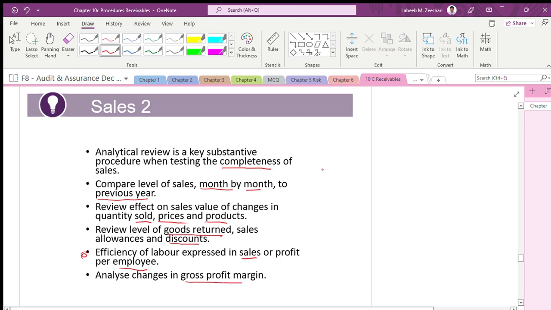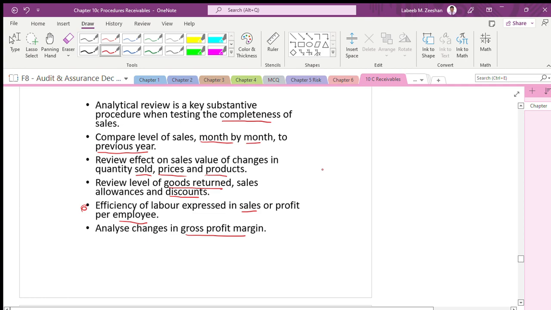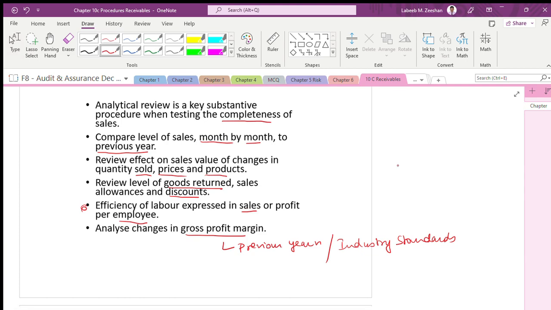Analyze changes in the gross profit this year. See what we have to do. Make sure you compare with the previous year. You have to write this. You should not calculate, you have to write this. Compare the current year with the previous year, and the current year with the industry standards. That's very important. You are not supposed to calculate. Very clear. You have to write this.